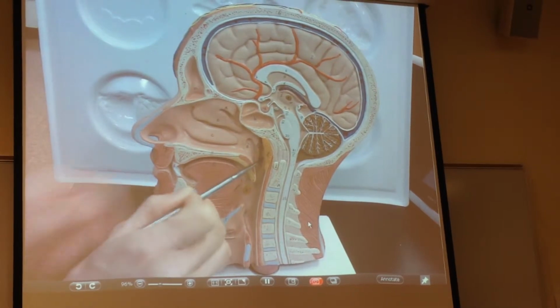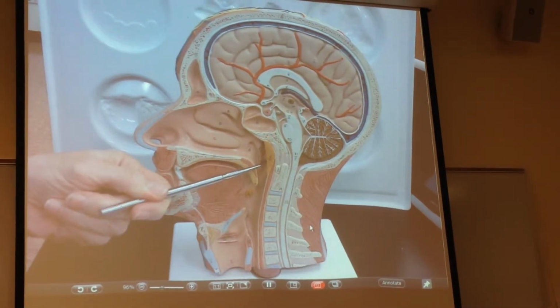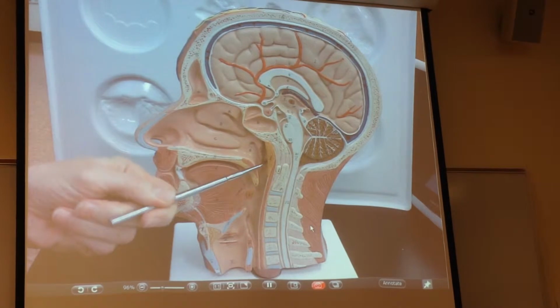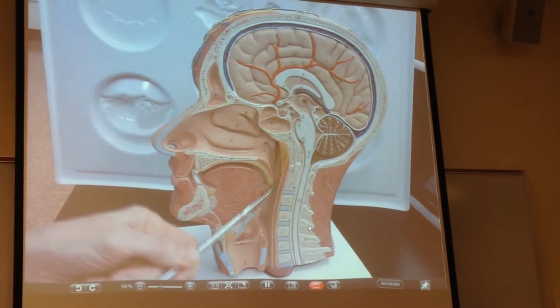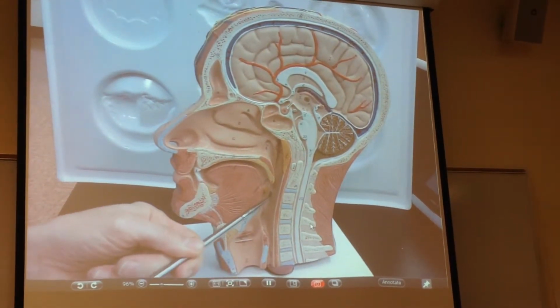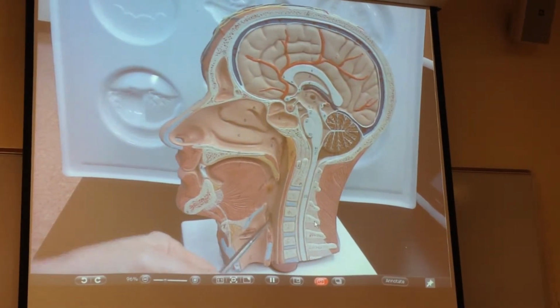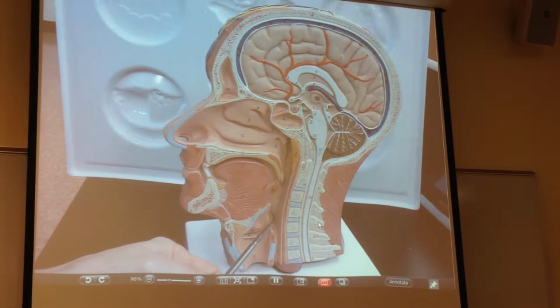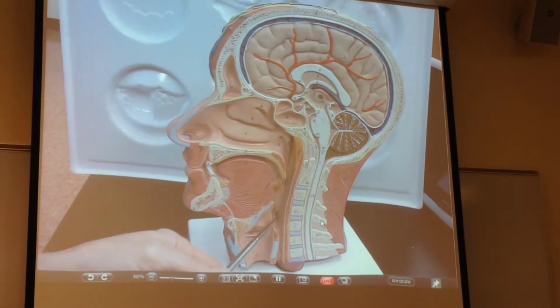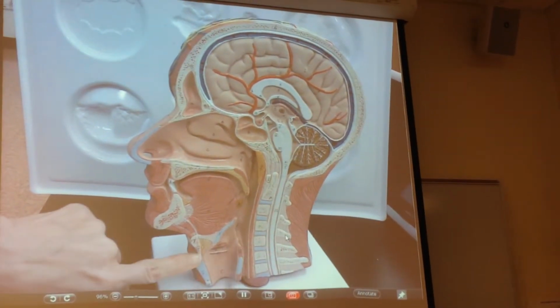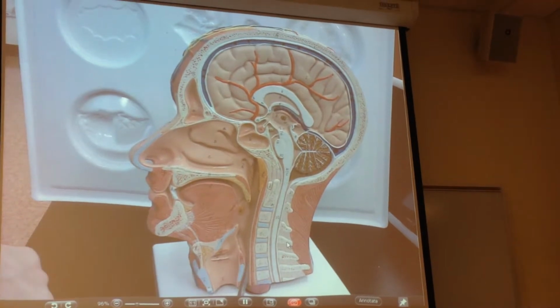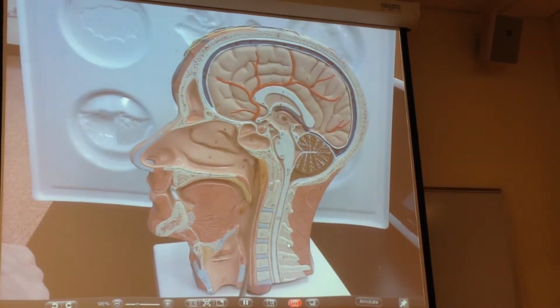nasopharynx. So if we put the pin right there, that would be nasopharynx. On the other hand, if we put the pin right here, this would be oropharynx. Can everybody see the epiglottis here? If the pin is right here, that would be the laryngopharynx. Once you get past this point right here, that's pretty much your esophagus, part of the digestive system.